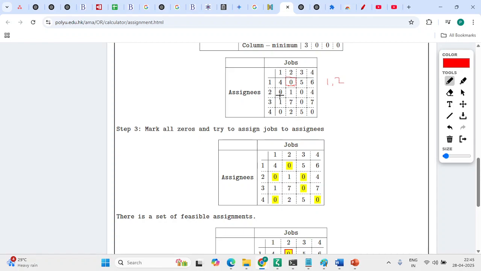Now here we have 2 zeros in the second row. Therefore, we are not going to touch this. Now let's move to the third row.